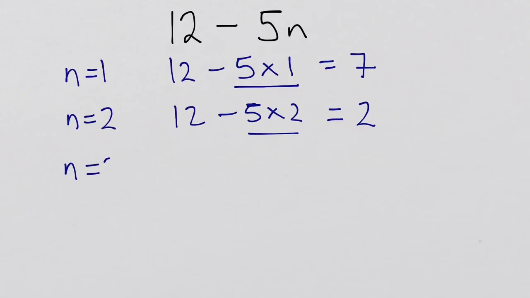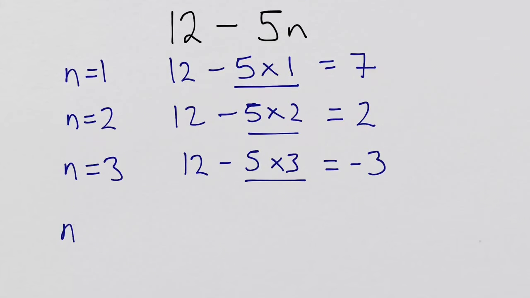When n is 3, we do 12 take away 5 times 3. We do the times first. 5 times 3 is 15. 12 take away 15 is minus 3. Because 12 take away 12 gives us 0, and we've got 3 more to take away, so that's minus 3.